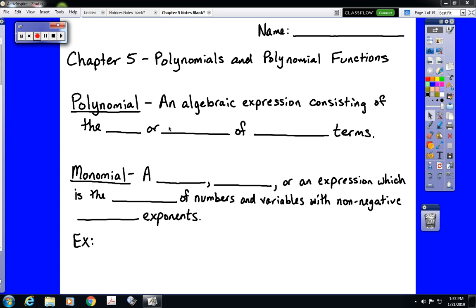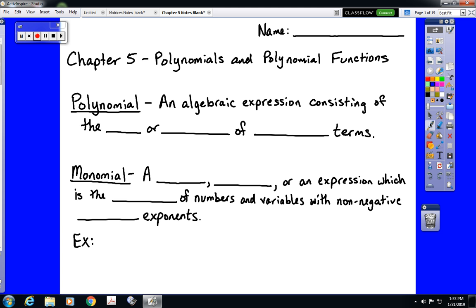Here's the first video for the Chapter 5 notes over polynomial functions, polynomials and polynomial functions. We've already done some of the stuff in this chapter over the course of the first semester, but we're going to reiterate a few things and then move into some things that we have not done before. So starting off with the first video here, we'll cover the degree of a polynomial and how to tell how many terms it has, as well as how to classify a polynomial by the number of terms.